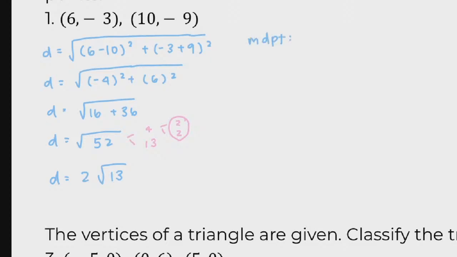Then for the midpoint, we can plug it into the midpoint formula. So that's going to be 6 plus 10 divided by 2 and negative 3 minus 9 divided by 2. So we get 16 over 2 and negative 12 over 2, which is going to be 8 and negative 6.